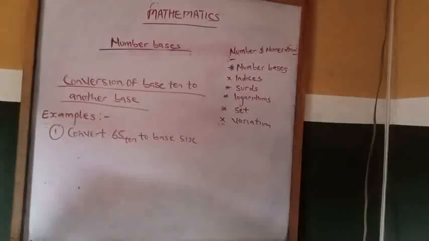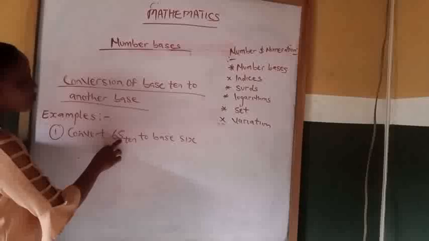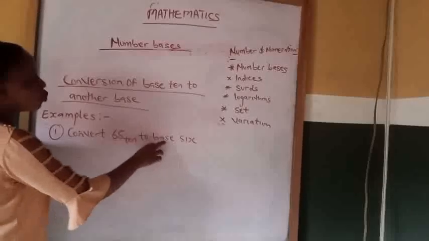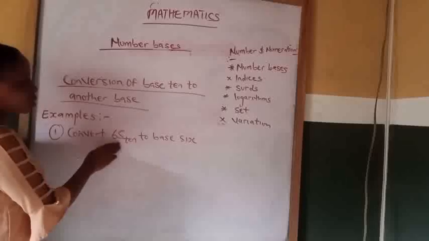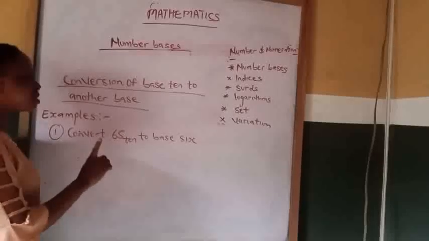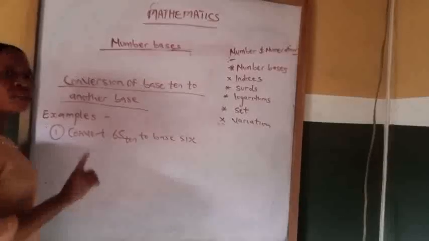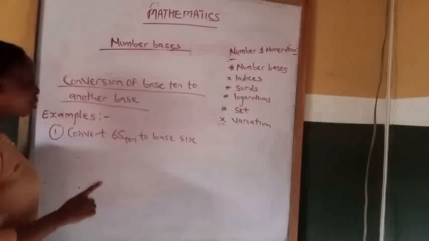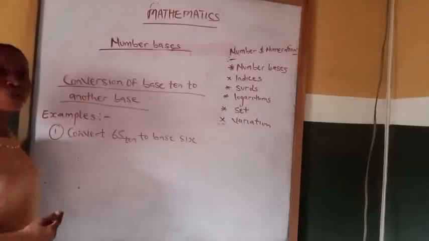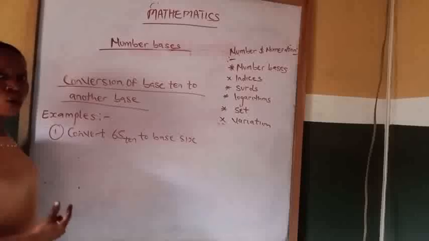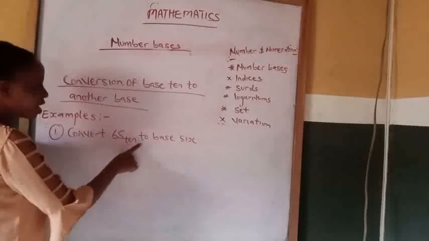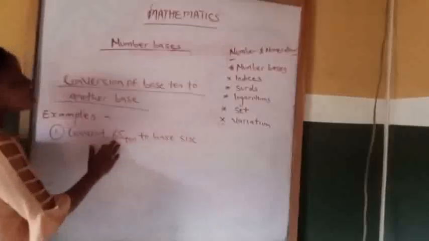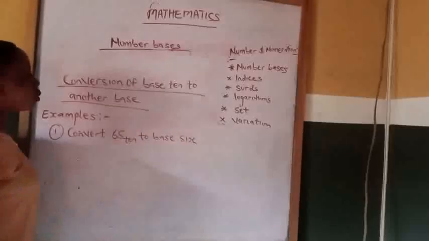So example 1: convert 65 base 10 to base 6. You don't call it 65; you call it digit by digit, because in number bases we are counting digits. So you call it 65 base what? Base 10 to base 6. We want to convert 65 base 10 to another base.